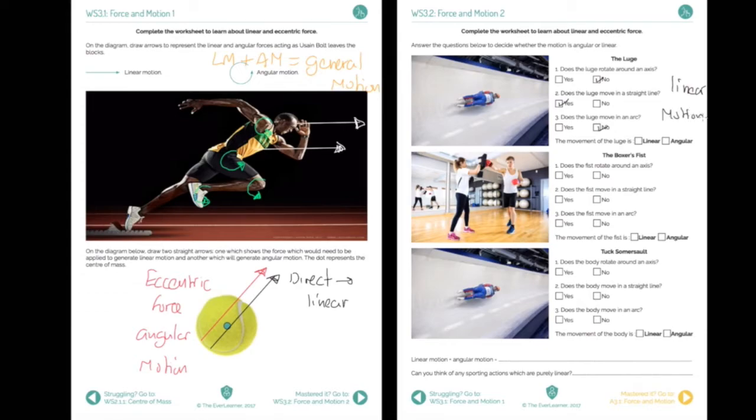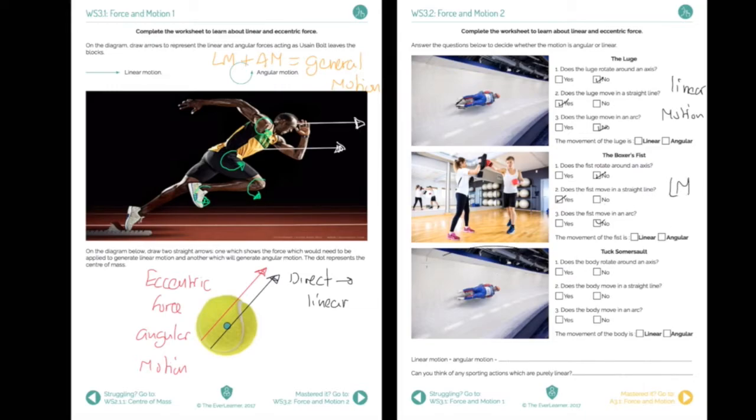Now, I know someone's going to say to me, well, they steer by moving their feet and twitching their ankles and doing eversion and inversion. Yes, that absolutely would be examples of angular motion. The boxer's fist, just the fist. Does the fist rotate around an axis during this performance? No. Does the fist move in a straight line? Yes. Does the fist move in an arc? No. And therefore, what have we got there? We've got another example of linear motion.